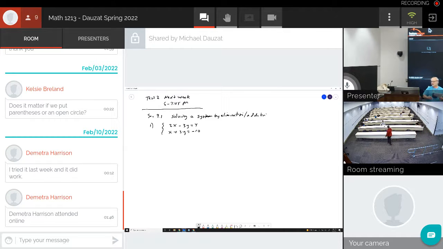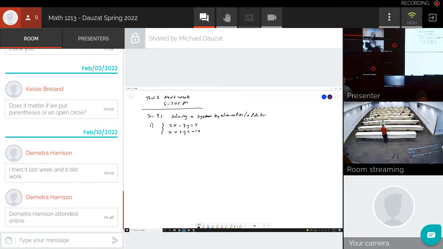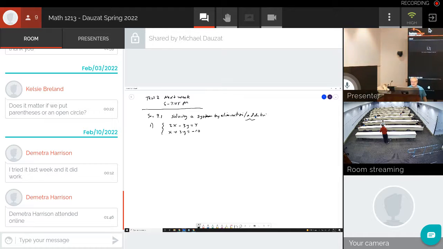To solve a system by elimination addition, the idea is this. You see the word addition, so at some point you want to add those 2 equations. You want to find out what x value and what y value will make this system true. What will satisfy the first equation and that second equation?